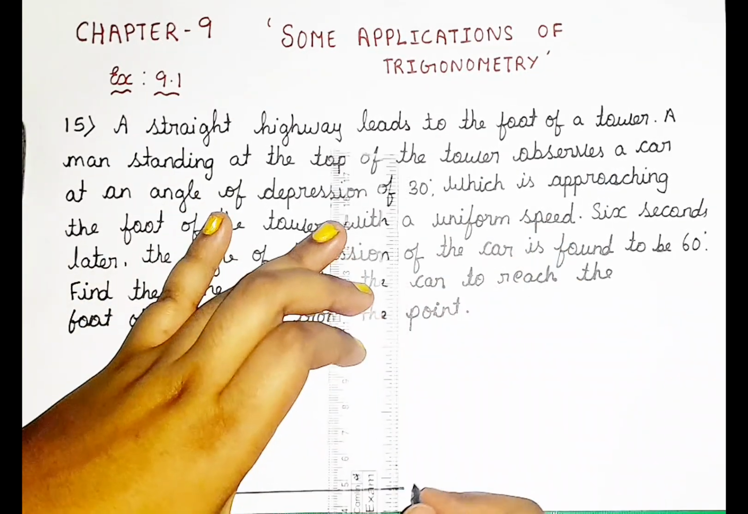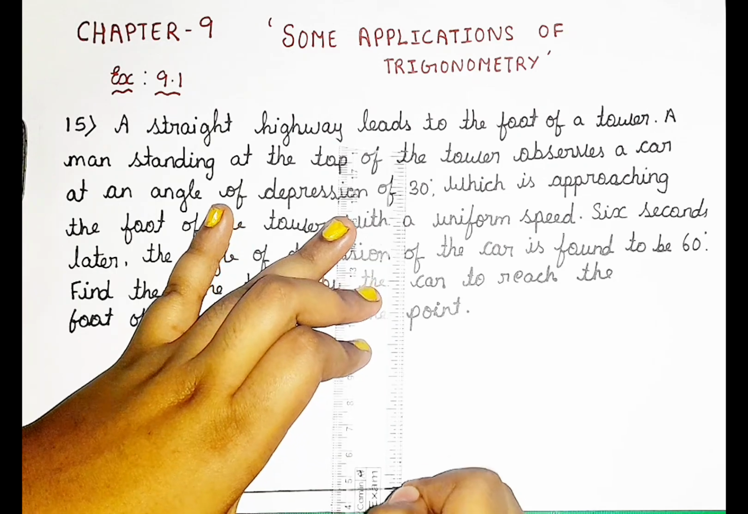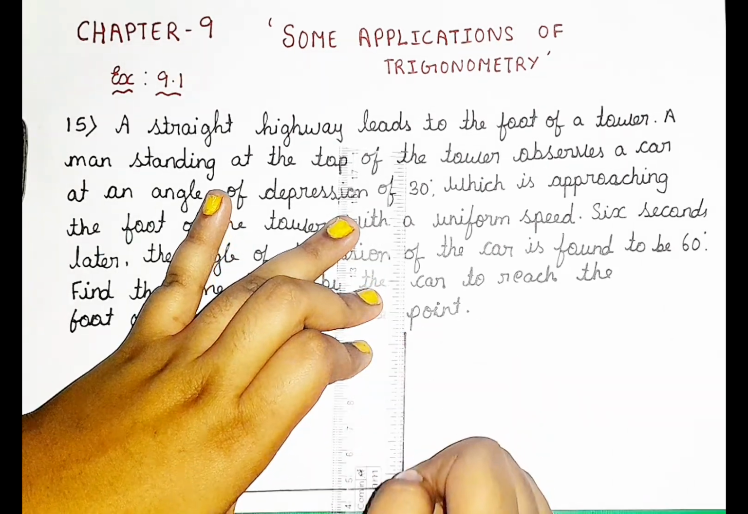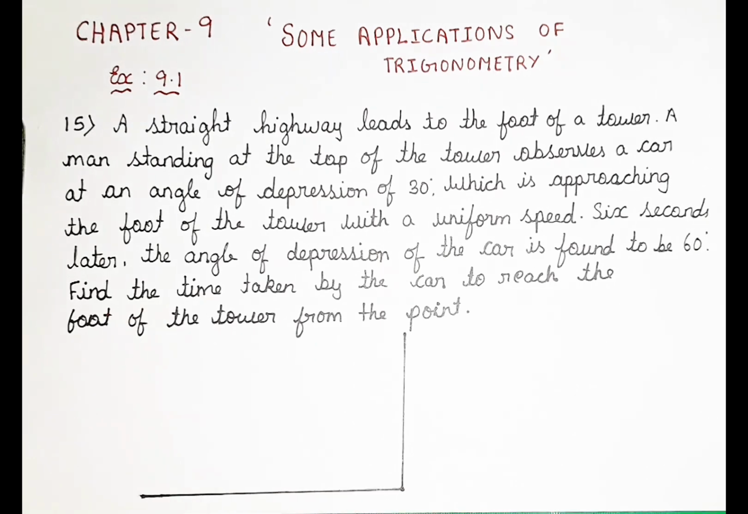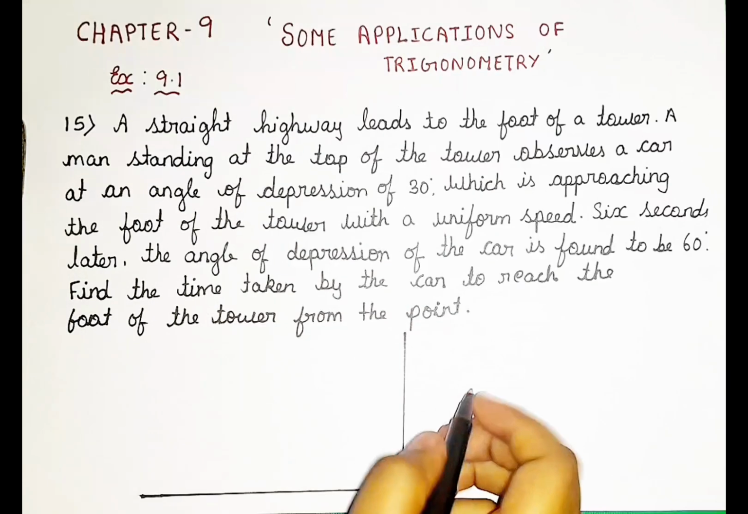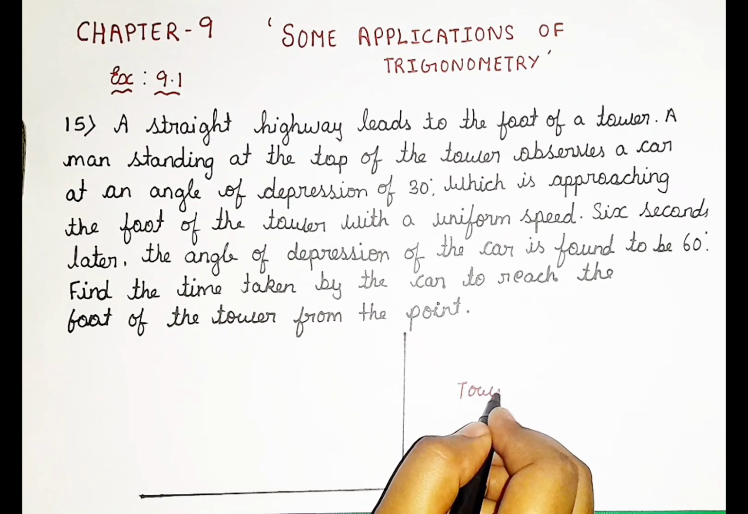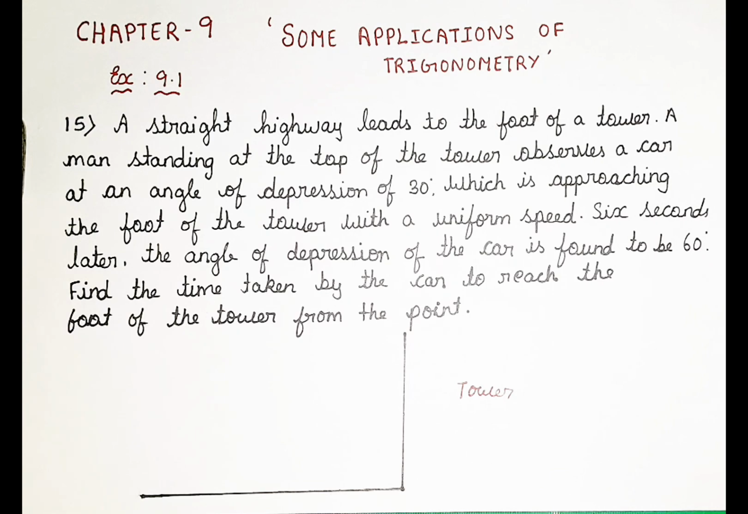Okay. So now let us draw a tower. Okay, so this is the tower. This highway leads to the foot of the tower. This is the meaning of that. So once again I'll write the tower. So this is the tower. All right, so now let's read further.